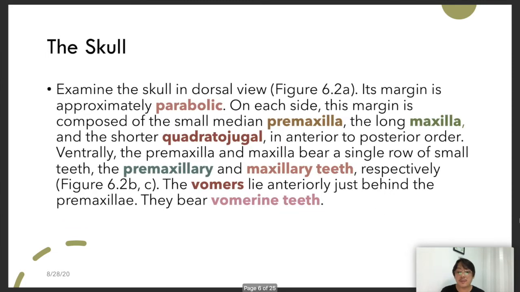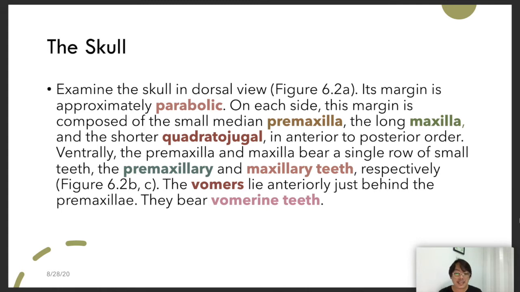So examining the skull in dorsal view, its margin is approximately parabolic, so it forms a parabola. Each side of this margin is composed of a small median premaxilla, the long maxilla, and the shorter quadratojugal in anterior to posterior order. So these are the formation of the premaxilla, long maxilla, and shorter quadratojugal, which is anterior to posterior, so that's from top to bottom order.